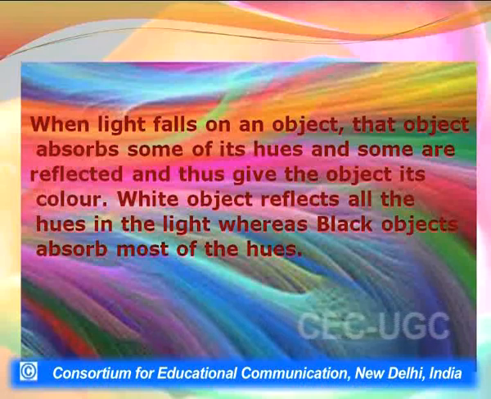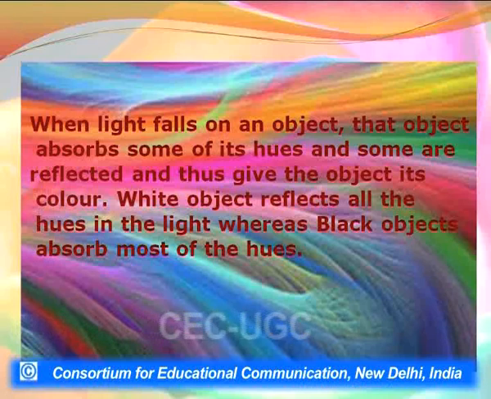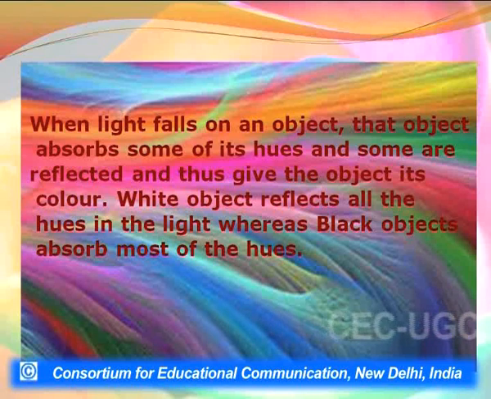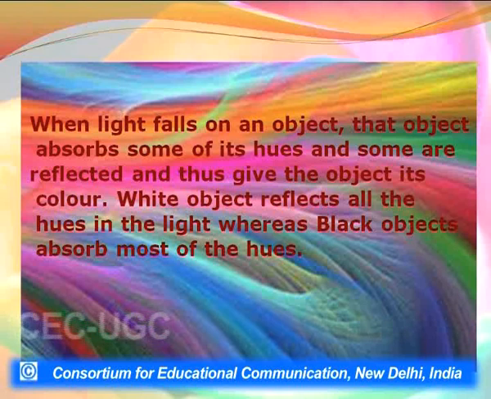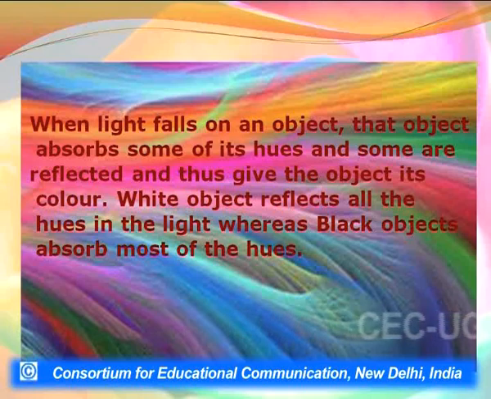So color, what is color? When light falls on an object, that object absorbs some of its hues and some are reflected and thus give the object its color. A white object reflects all the hues in the light, whereas a black object absorbs most of the hues. Therefore, we can say the ray of light is the source of color, and white color contains all the colors. Whenever light falls on an object, it absorbs some of the light and reflects the color of its own, and that is why we are able to see the color of that particular object.